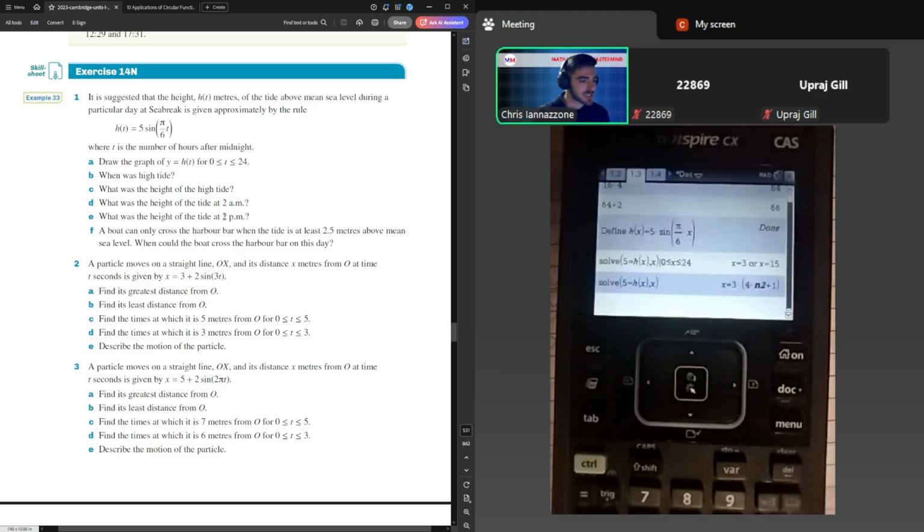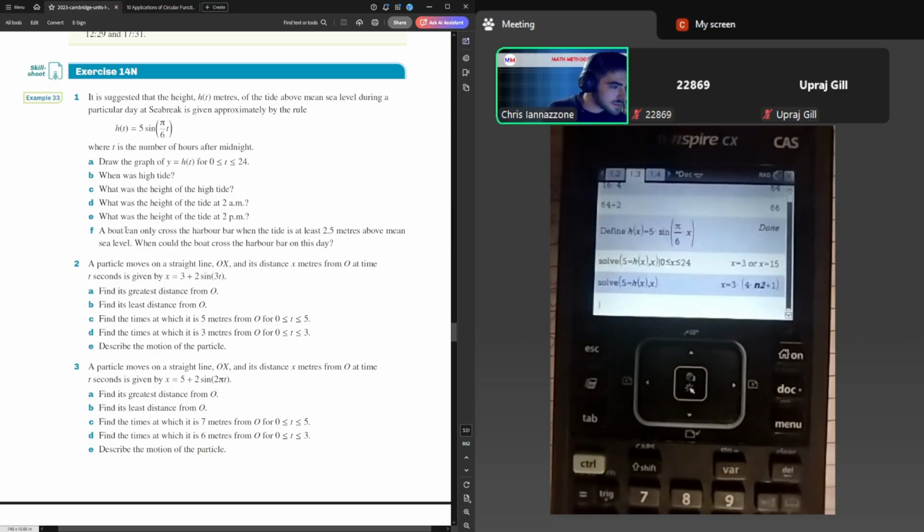So 2 a.m., 2 p.m., we have the opposite issue. Now we've got to convert 2 a.m. and 2 p.m. into a t value. So if t is number of hours after midnight, 2 a.m. will stay as 2, but 2 p.m. is actually 14 hours after midnight. So you'd plug in t equals 14 for that. But otherwise, yeah.